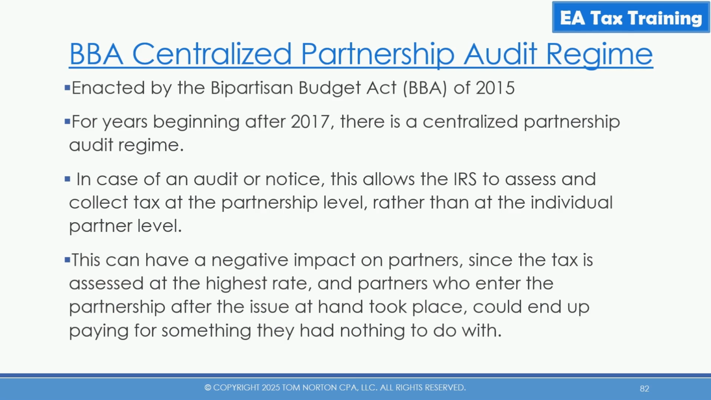Then the other way is a new partner coming in. So let's say you've got a partner who buys into the partnership in 2024, and the IRS does an audit of the 2021 tax return. And they come back in 2024 and they say, okay, partnership, you owe this much money, and the partnership has to pay that out. Well, that partner had nothing to do with what happened back in 2021. But now part of their assets are being used to pay a tax bill for something that happened 3 years before they were even a partner in the partnership.